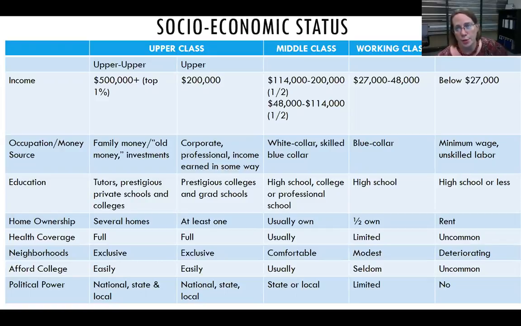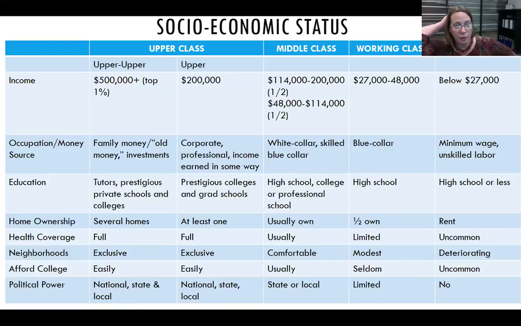The lower class, which basically would be people living in poverty, would be earning below 27,000. They would be working minimum wage, unskilled labor, so might be working at McDonald's with 3 kids. Generally have high school education or less. They're renting. They can't afford to make the down payment to own their own home. It's uncommon for them to have health coverage. So again, if you're trying to cover expenses for children and you're making minimum wage, it's just impossible to do.